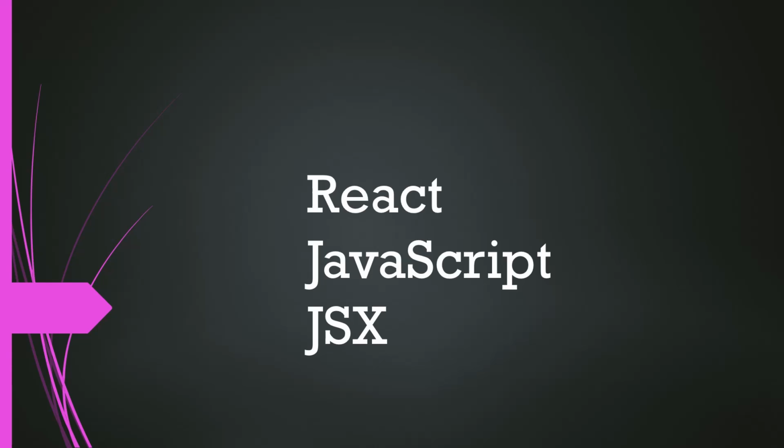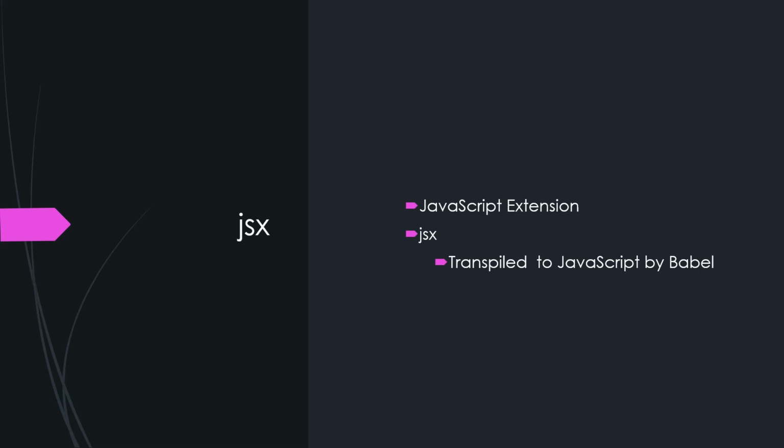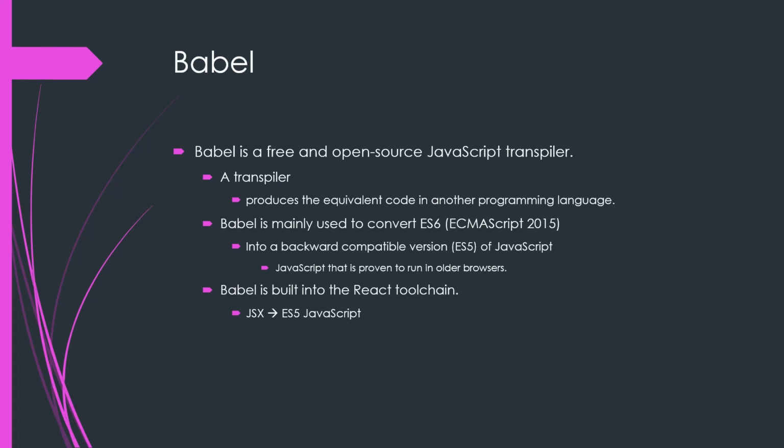This time we're going to look more closely at JavaScript JSX. So JSX is a JavaScript extension which is transpiled to JavaScript by Babel. So Babel. Babel is a free and open source JavaScript transpiler. So a transpiler is a piece of software that produces equivalent code in another programming language.